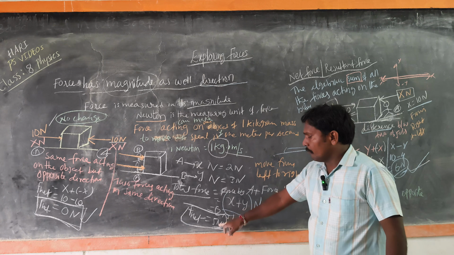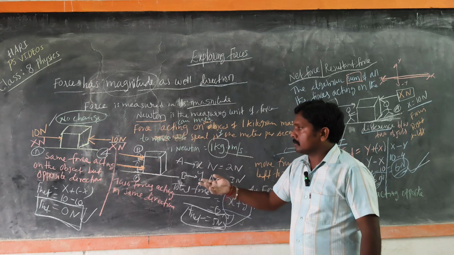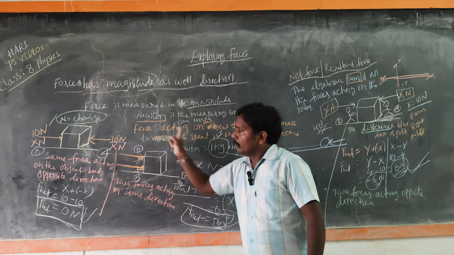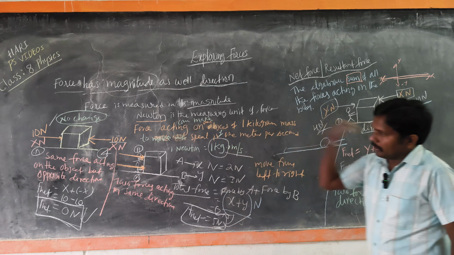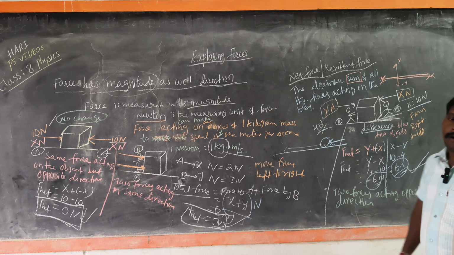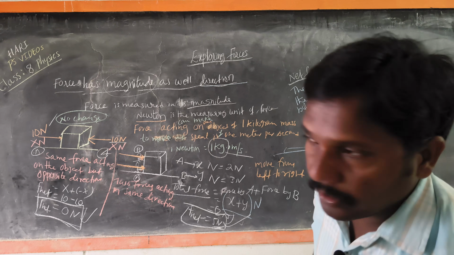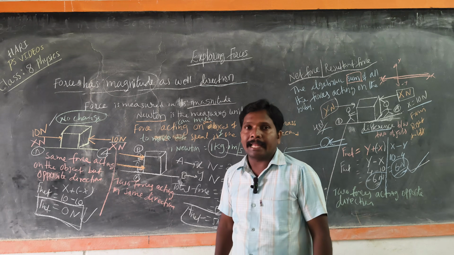Here 5 Newton, where to where? Left to right, because two forces are acting in the same direction, so it can move left to right. Here it can move right to left because more force is acting from right to left. So this is about force having magnitude as well as direction.